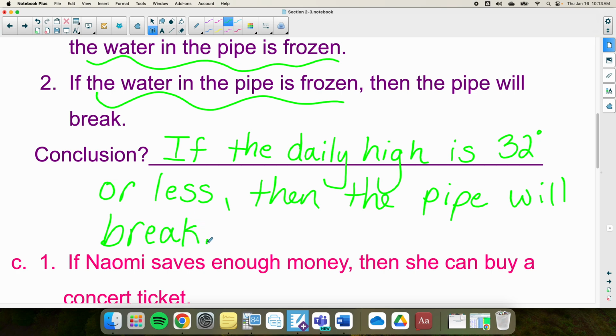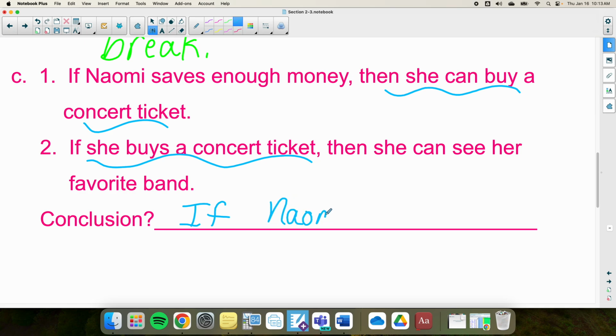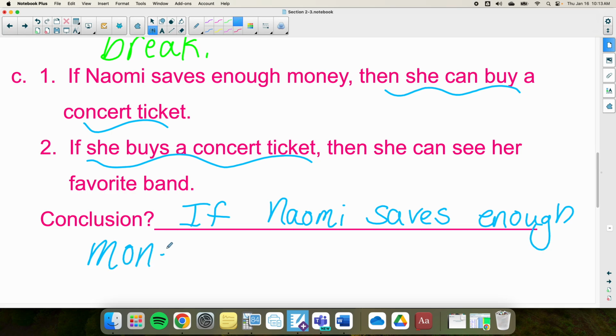Okay. Then it says, if Naomi saves enough money, then she can buy a concert ticket. If she buys a concert ticket, then she can see her favorite band. Is this one gonna work? It is, right? So we're gonna say, if Naomi saves enough money, then she can see her favorite band.